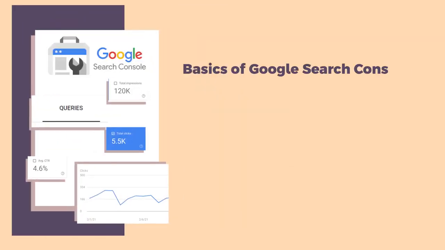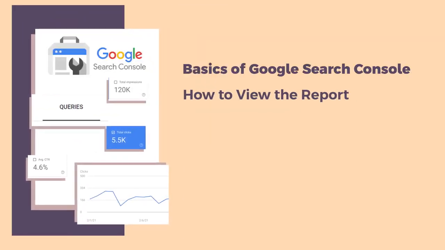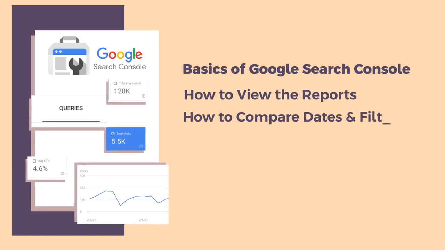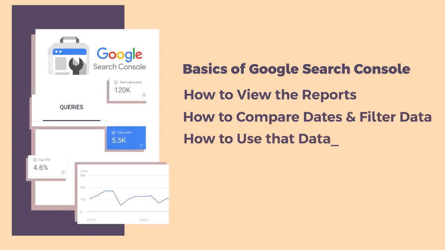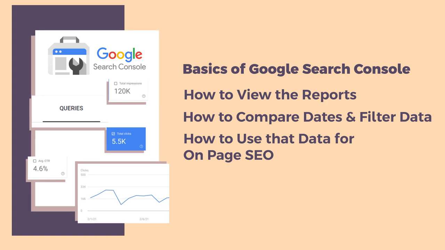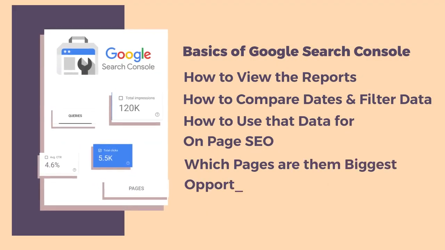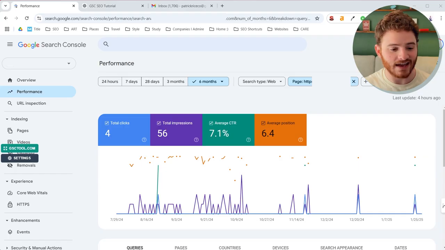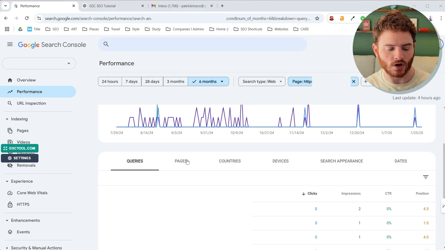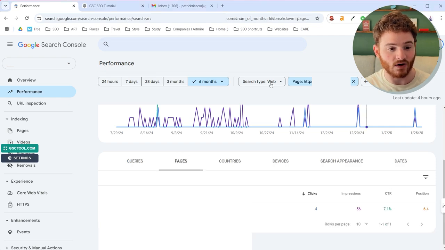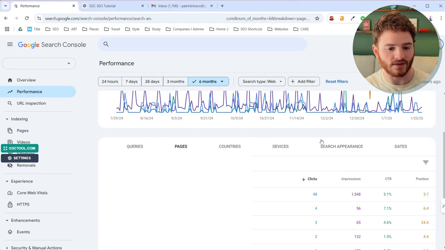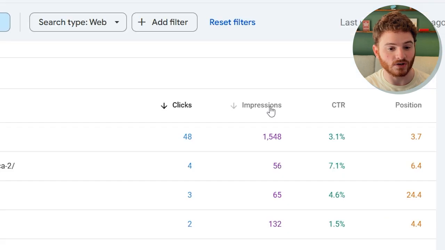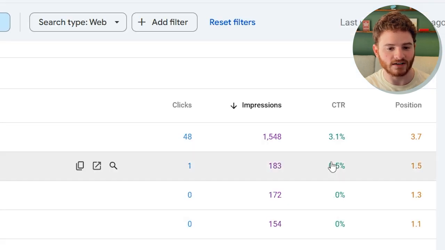So we went through the basics of Google Search Console, how to view the reports, how to compare dates and filter the different data, as well as how to actually use that data for on-page SEO, looking at how to find the keywords to use on your page, as well as which pages are the biggest opportunities with the pages report. And I briefly mentioned, and I want to go a little bit deeper into it, that if you clear your filters and you have the pages report open here, you can also look at impressions and then find low CTR opportunities like this and click on that.